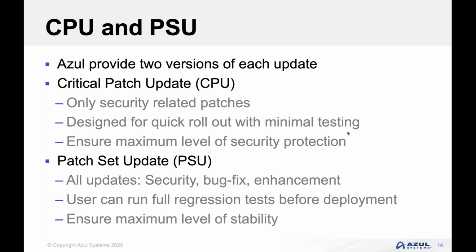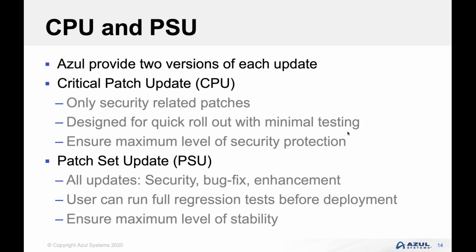The first of those is called the Critical Patch Update, or CPU. And what that includes is only the changes which are relevant to the security-related fixes, so security patches. So any CVEs that need to be addressed, that's the code that goes into the Critical Patch Update. This is designed so that we have the minimal set of changes that you need to address those security issues.